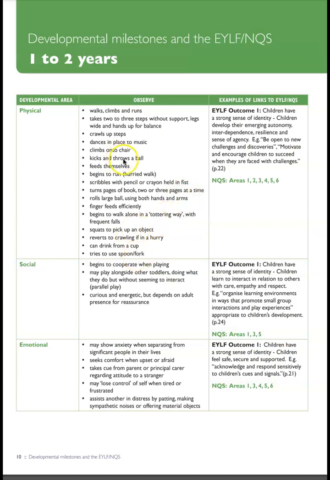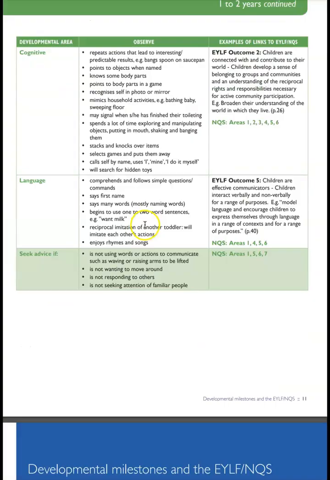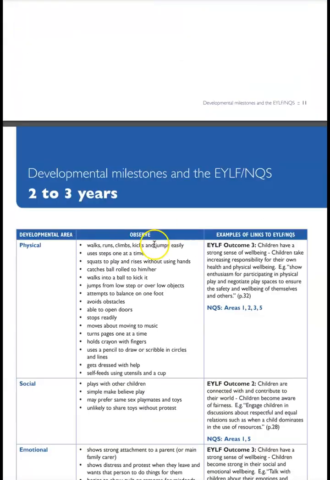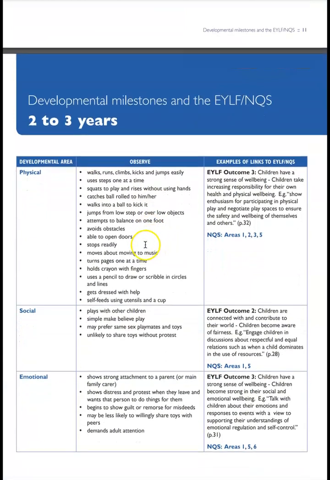But let's check. So drawing, where would it be? Tries to use spoon, fork, squats, begins to walk, finger feeds, roll large ball, scribbles with pencil and crayon held in fist. So it seems that this child already passed this stage. So let's go to the next level, which is 2 to 3 years old.